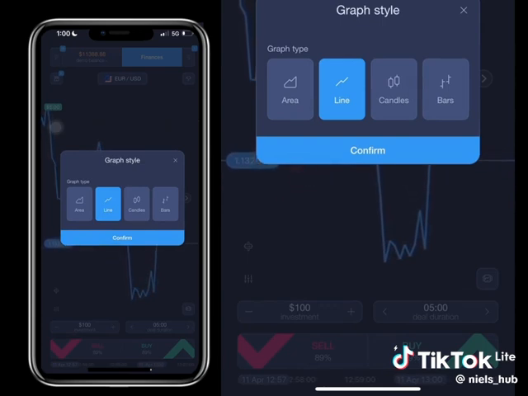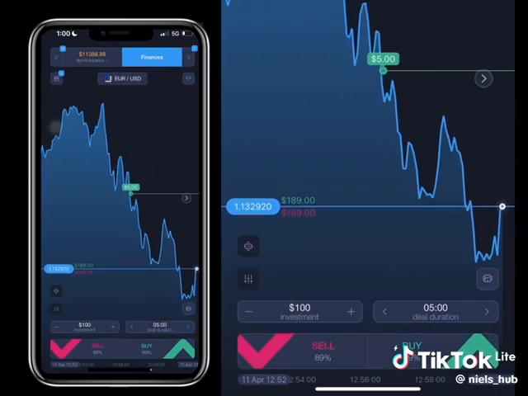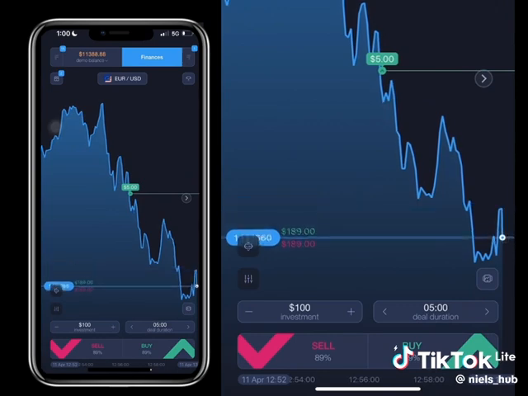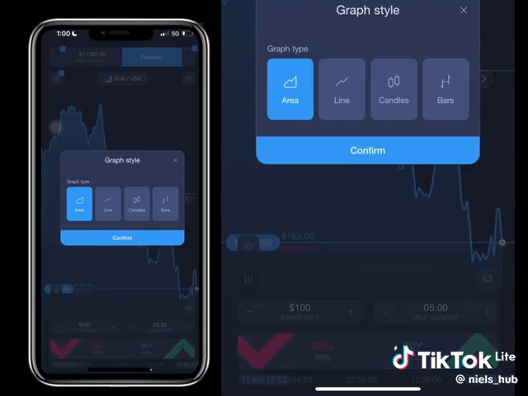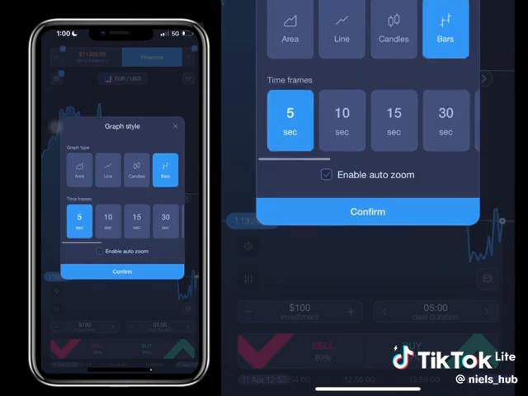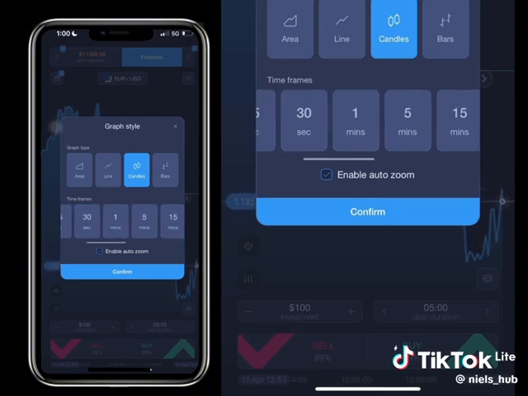Number one here is area. So if I do area, this is how area looks, combining line and some clouds. Then the next one would be line, which is the one we just left. Then there is candles. If you tap on candles, of course, you can select the time frame. Candlesticks have different time frames. I have talked about this. There are other videos I have made about candlesticks and time frames, so you might want to go check them out.